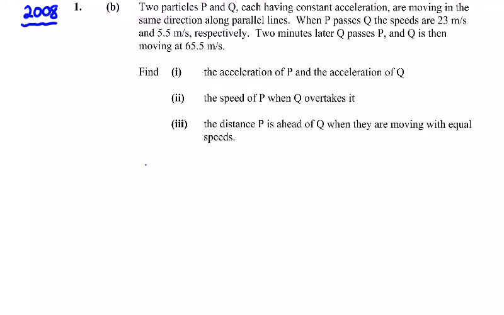This is 2008 question 1b. Two particles P and Q, each having constant acceleration, are moving in the same direction along parallel lines. Let's attempt to draw some parallel lines. When P passes Q, it's now ahead of Q. Their speeds are 23 and 5.5.